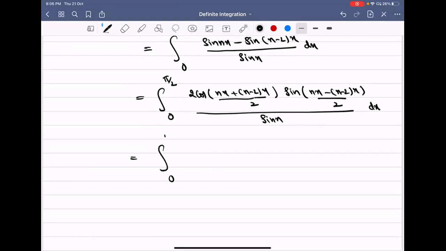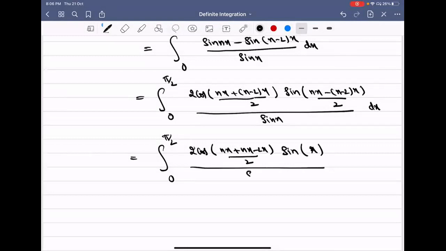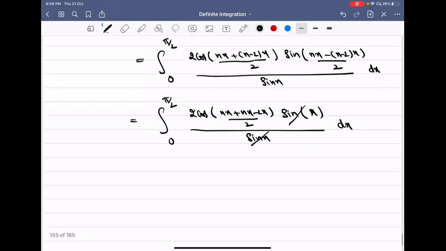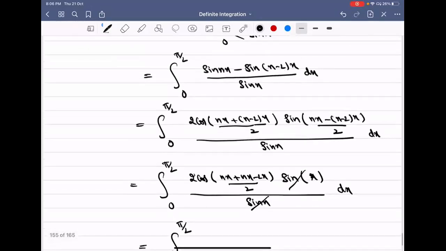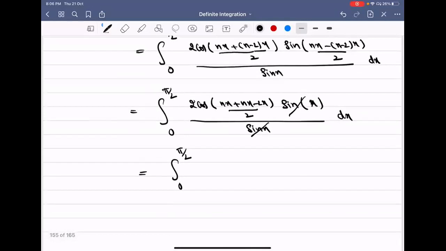Which is equal to the integration of 0 to pi by 2 of 2 cos of (nx plus nx minus 2x) by 2, into sin of 2x by 2, that is sin x, over sin x dx. Sin x cancels. Here sin x and sin x are cancelling. Because we have taken I_(n-2), if we take I_(n-1) instead, the sin x will not get cancelled.